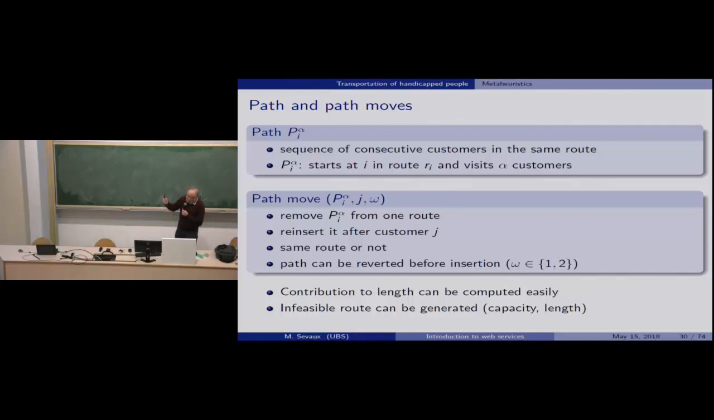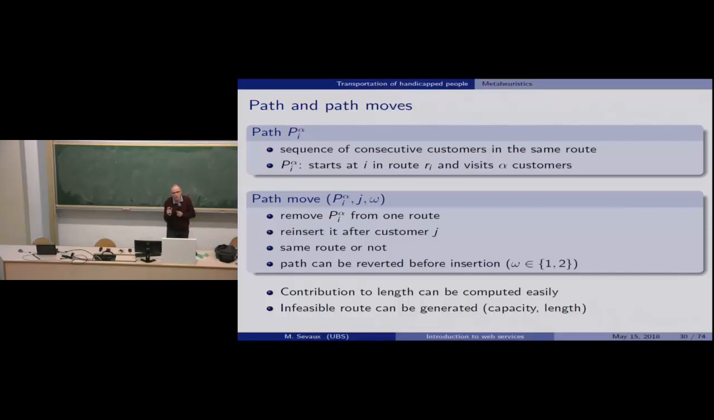A path move has 3 parameters in that case. So you remove this portion of the path and you reinsert it after customer J in the same route or not. Okay, and the path can be reversed. Christian yesterday showed that reversing or inverting the order of the visited customers can have a very positive effect. So you have this omega parameter, which is 1, do not reverse, or 2, reverse it. And the contribution to length can be computed easily.